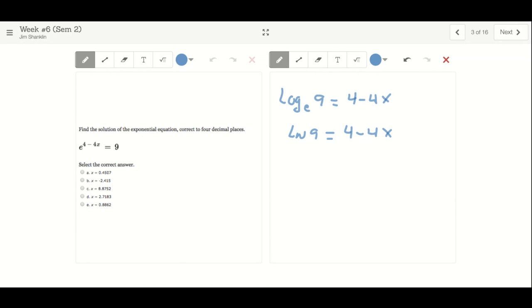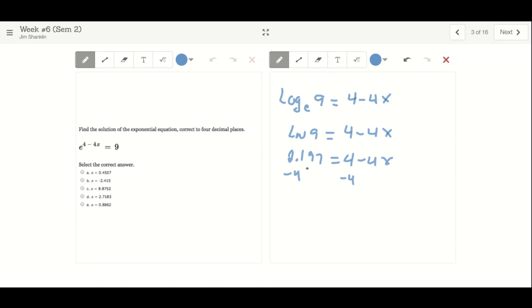So the natural log of 9 is 2.197. Okay, so 2.197 is equal to 4 minus 4x. Now it's just a regular equation. It's no longer a log or an exponent problem. It's just a regular equation. So I'm just going to subtract 4 from both sides.